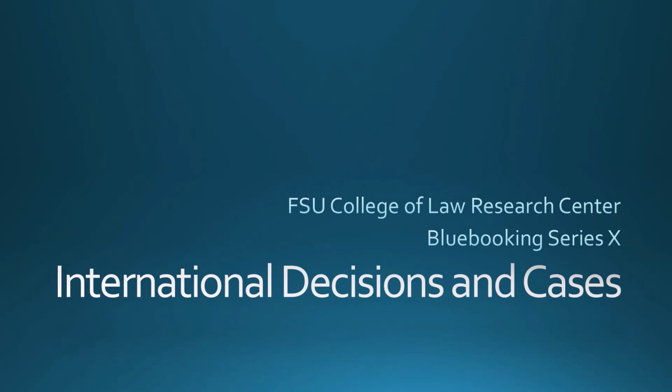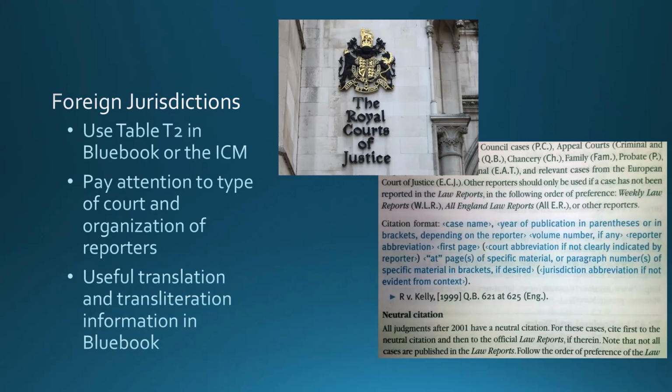Citing to international decisions and cases can be challenging because there are so many different courts issuing judgments. Domestic courts have different levels in each country, and there are international courts and tribunals, arbitration courts, as well as United States courts decisions that use international law. Each foreign jurisdiction will have its own method for citing to the cases that come before its courts.